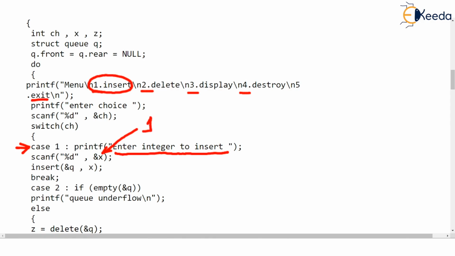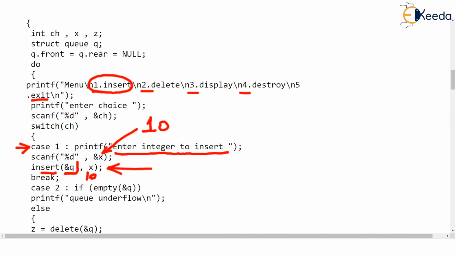Let's say the value entered by the user is 10. So the user has made it clear that in the queue, 10 should be inserted. So here is the call now. The main function is making a call to insert. You observe the parameters passed to insert. We are passing the address of the queue and we are passing 10 because the value of x is 10.